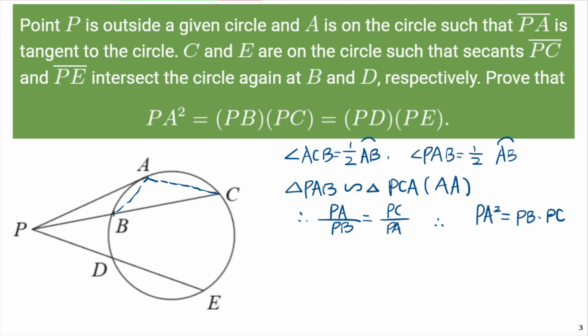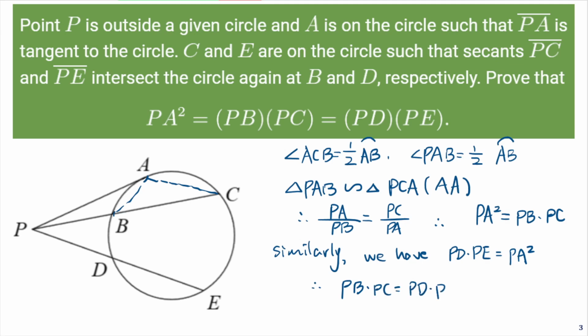Just as there was nothing special about the chords we looked at in the previous problem, there's nothing special about the second secant here. By exactly the same reasoning, we have PD times PE also equals PA squared, right? So we have PB times PC equals PD times PE as well. Notice that once again, there's nothing special about the tangent and the secants we have chosen except that they have the point P in common. So we can put the facts we have proved in the last two problems together, this problem and this problem, in a single statement.